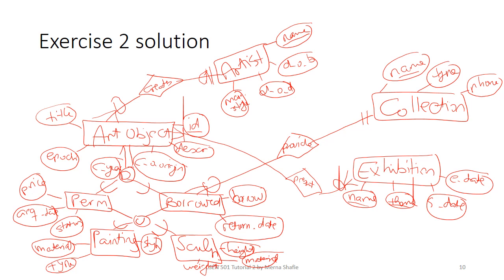So it's union. Each of the sculptures or paintings will be either permanent or borrowed, and the borrowed attributes belong to the art object as a whole. That's the whole EERD. Now it is complete with all the constraints that we can provide.